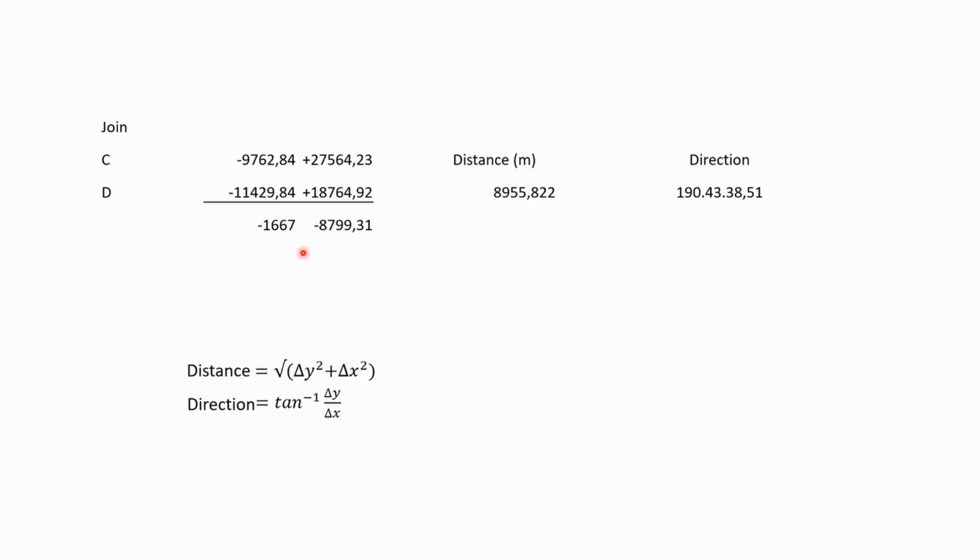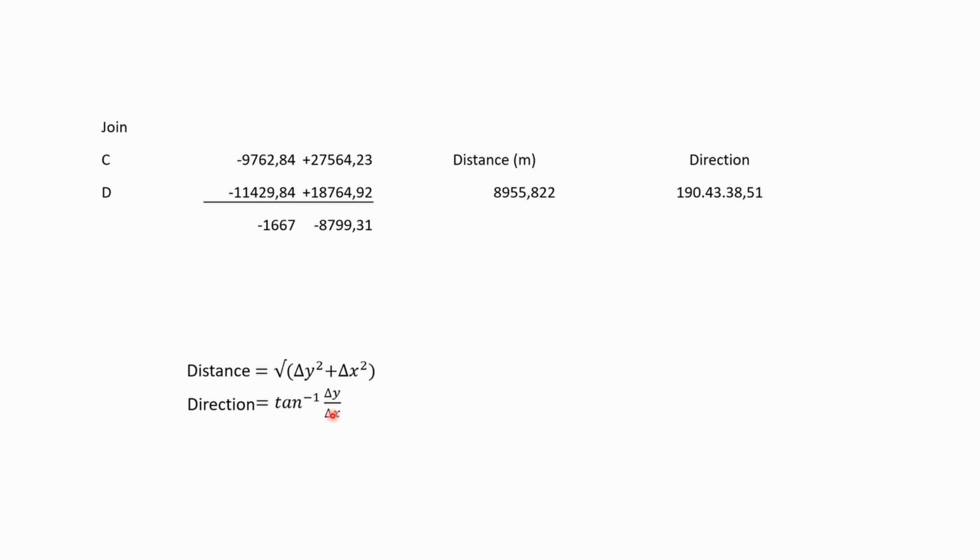So now we have a delta x and delta y value, which we will use to calculate our distance and direction. The way we do that is we'll use these two formulas. Firstly, we'll calculate distance. We'll use this formula, which is a rearranged formula of Pythagoras. So we say our delta y, which we calculated, squared, plus our delta x, which we calculated, squared, and then we'll square root that answer to get a distance of 8,955.822 meters.